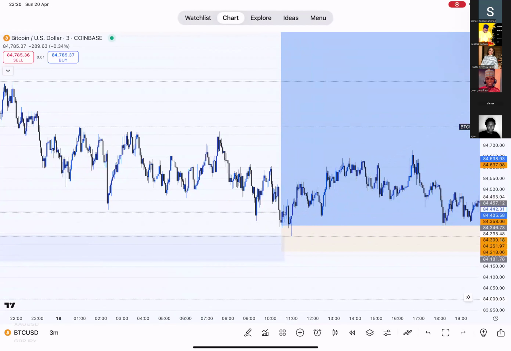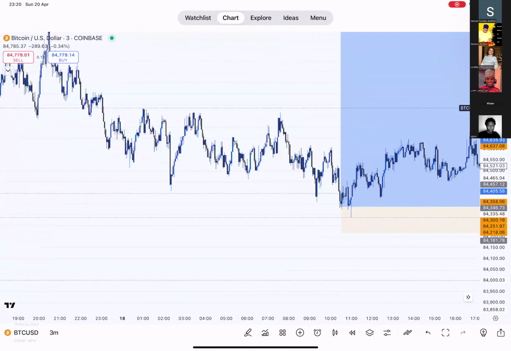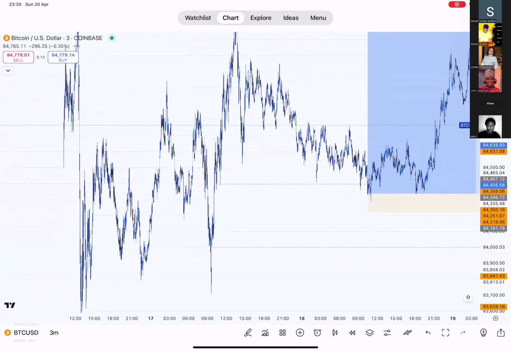This is just for you to practice. I don't know if you understand. This is the same thing I explained about the breaker block.